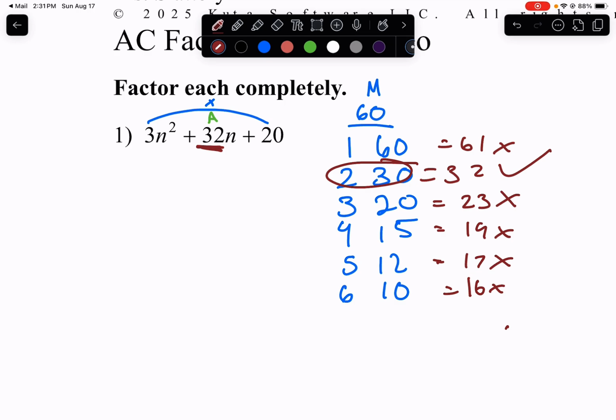So now I'm going to rewrite this middle term using my two magic numbers. So I do 3n squared plus 2n plus 30n plus 20.